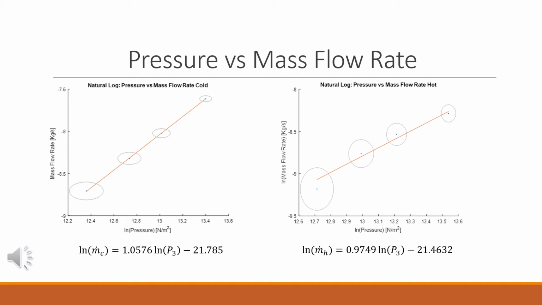The same analysis was applied to pressure versus the flow rates at our hot and cold locations. Mass flow rate increases with increased pressure in both situations. What can be seen is the starting value for the cold mass flow rate is higher than that of the hot. At the same pressure, the mass flow rate is higher for the cold output than the hot. Also, as pressure increases, the difference in mass flow rate becomes larger due to the larger slope value in the equation describing the cold mass flow rate.